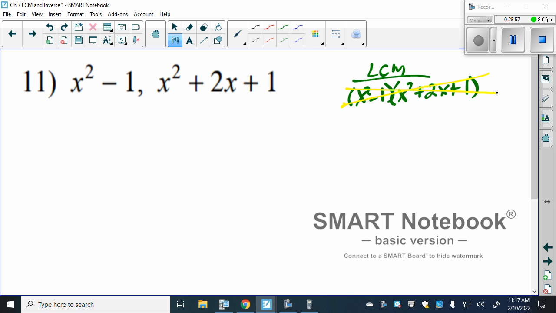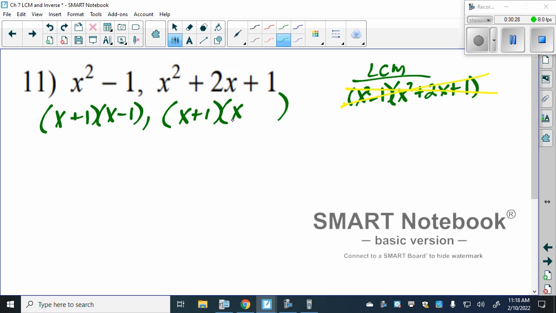So this here would not be correct, and I'll show you why here in a second. Because if we look at these two here, x minus 1, can we factor it? Yes, and it would factor to x plus 1 and x minus 1 would be the factors of it, because it's a difference of perfect squares. x plus 1 and x plus 1. Now that one there is a perfect square trinomial, and we could have worked it out by factoring it.